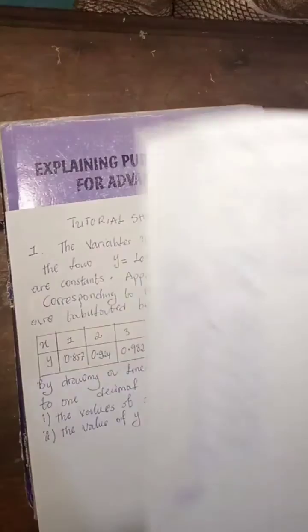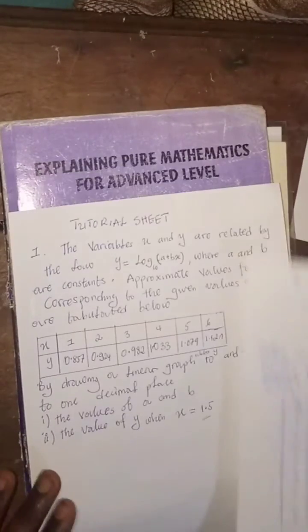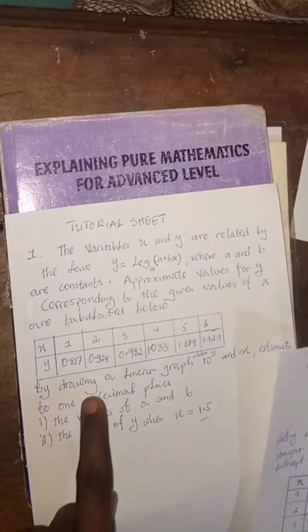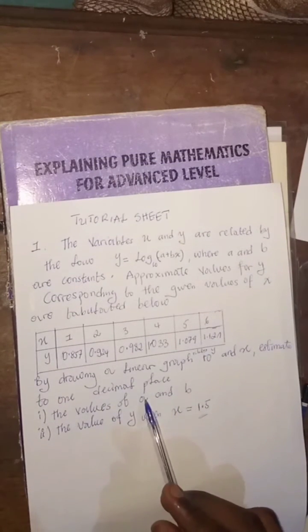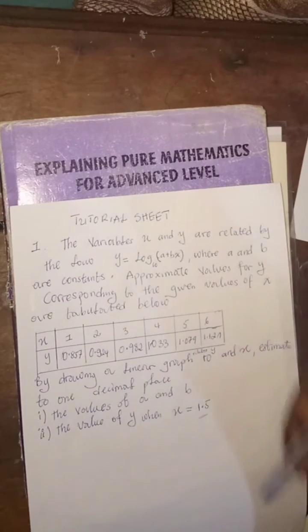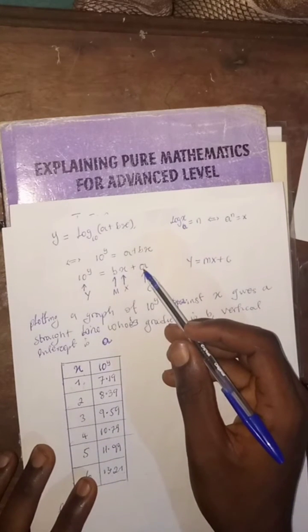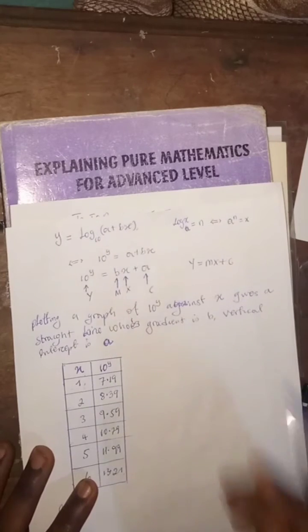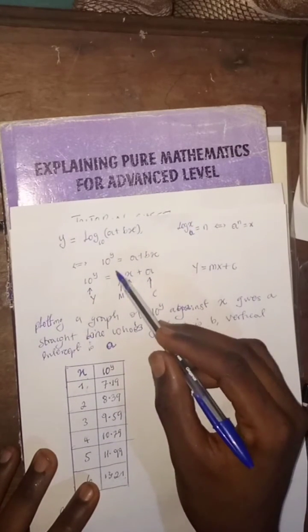From what I've analyzed, the next question is asking us to get the values of A and B by drawing a linear graph. We have drawn a linear graph, what they call a straight line graph. Estimate the values of A and B. We said that A was what? For my analysis, A is the vertical intercept, right? The vertical intercept. And then my B is the gradient of my graph.